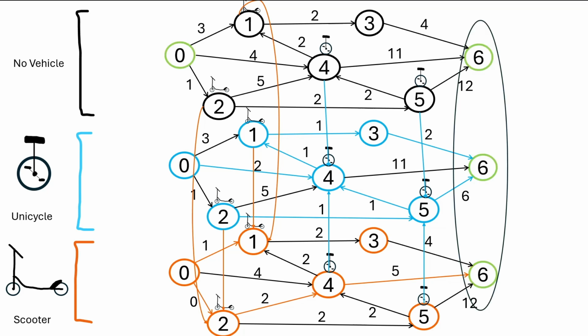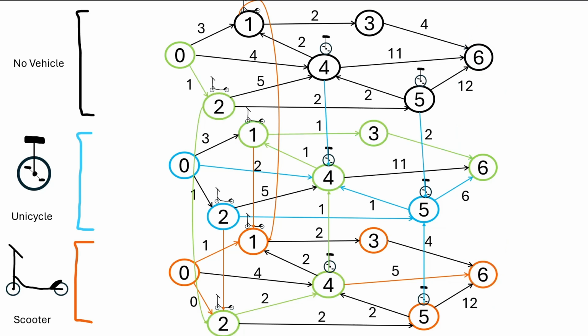Now, to answer our original question, we have to find the shortest path between node 0 and one of node 6s. We just run Dijkstra to find the shortest path to each one of those individually and take the shortest one, which is this absolute beast with a total weight of 7.